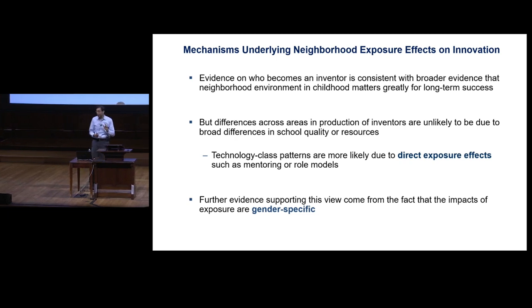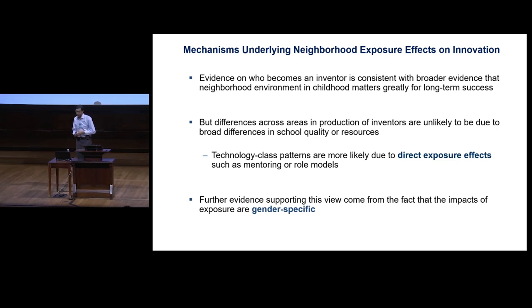Now, one thing, though, that I think you learned from this paper on inventors in particular that shaped my own thinking about these issues is that these differences across areas in the production of inventors are unlikely to be due to the types of broad factors we often think about, like differences in the quality of schools across places or differences in the resources that you have in some areas of the country or some neighborhoods versus other neighborhoods. And why do I say that?